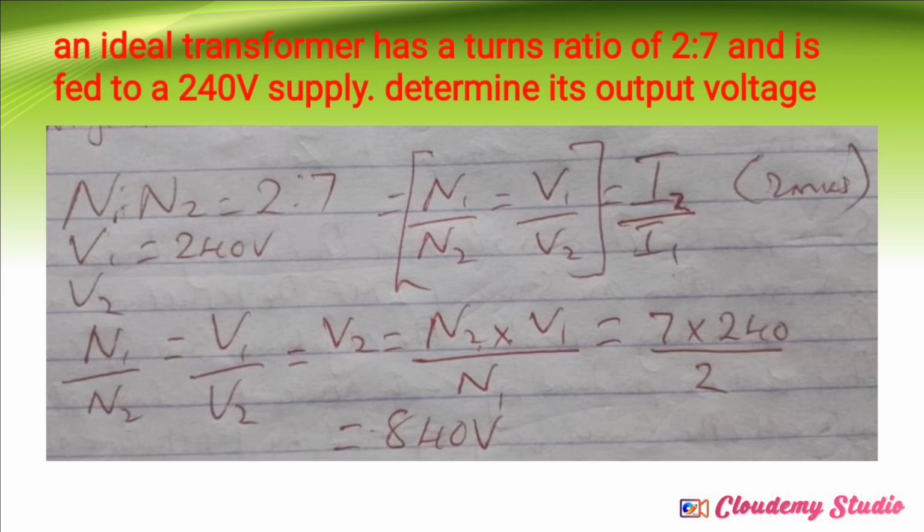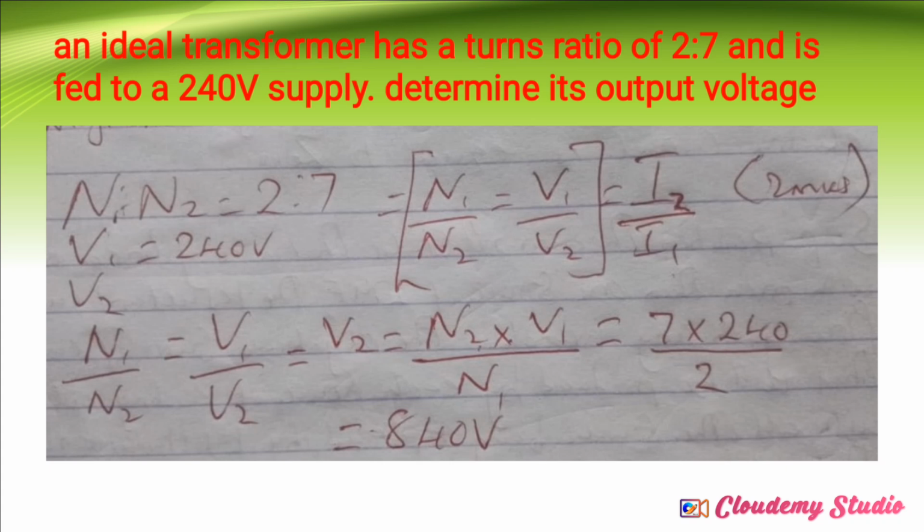So you have to determine the output voltage. There is that initial formula that I was saying: N1 over N2 is equal to V2 over V1, which is equal to the current I1 over I2. So the current was inverse. That was the initial formula.